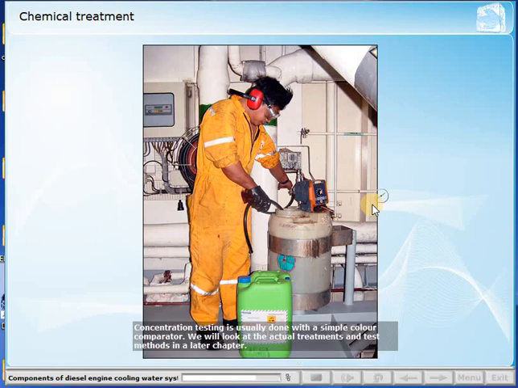Concentration testing is usually done with a simple color comparator. We will look at the actual treatments and test methods in a later chapter. Some systems have facility for adding the chemicals to the system through a special dosage pot. In other systems, the treatment is added via the header tank.